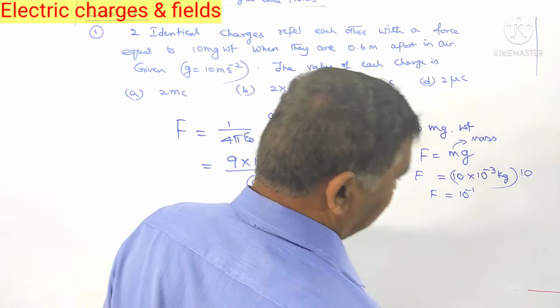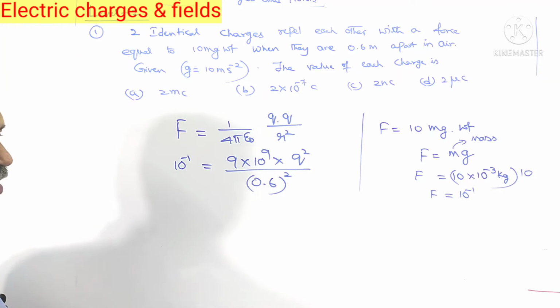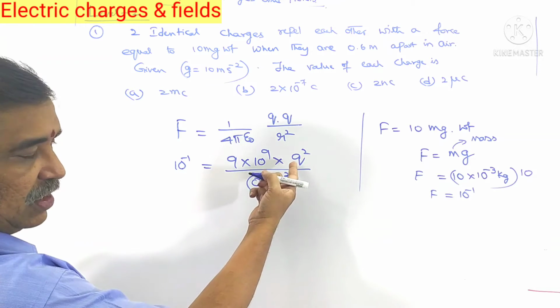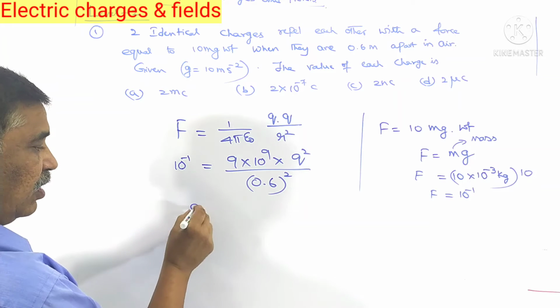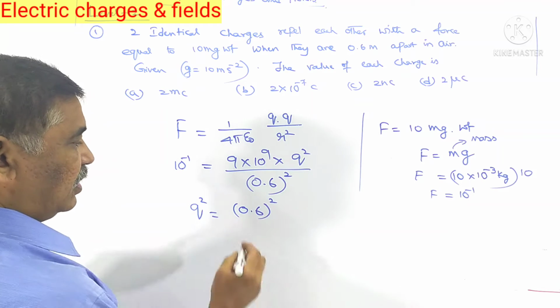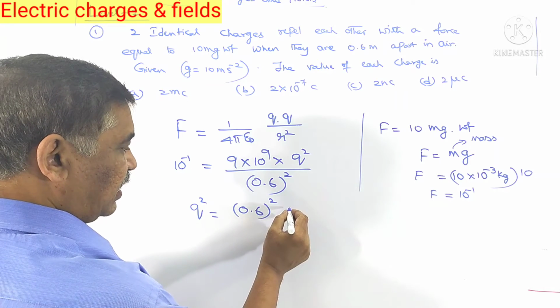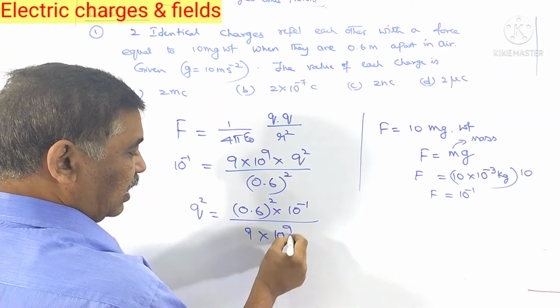This is F. Come back and substitute here: 10 power minus 1. Simplify the rest of the things. Don't square this one because Q square is there. Rest of the things will go to the right side. Q square is equal to 0.6 square, 10 power minus 1 remains in the numerator, divided by 9 into 10 power 9.